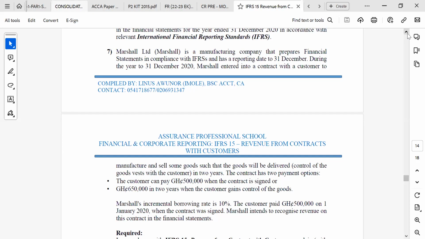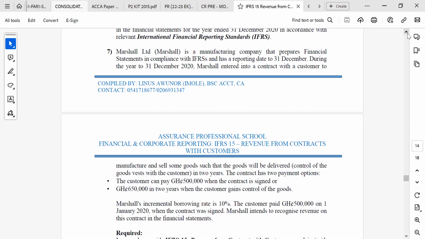One will be the control will be, the goods will be given to the customer today, but the customer will be asked to pay at a future date. That will be having issues of financing option. Another one is that the customer will pay and the goods will be delivered to the customer at a later date. The amount that you receive from the customer has to be treated as a loan. Okay, so that is the case that we have now.